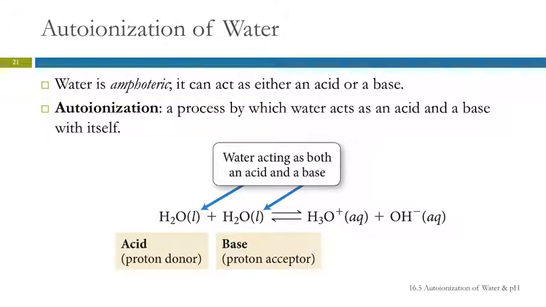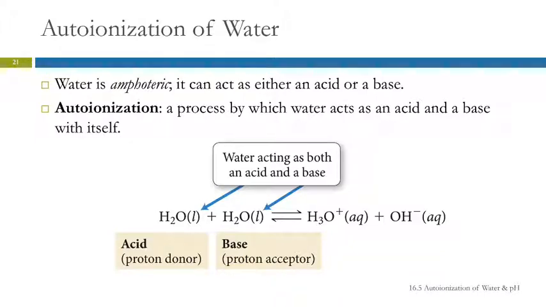We've talked about water being amphoteric. It can act as either an acid or a base. And what it can actually do is act as an acid and a base with itself. This is called auto-ionization, self-ionization. So 2 water molecules: one can act as an acid and donate a proton to the other water molecule, which is acting as a base. And you can end up with hydronium ion and hydroxide ion.